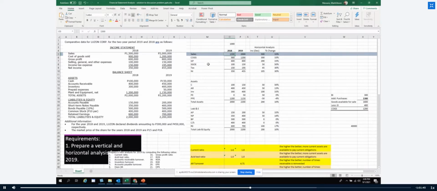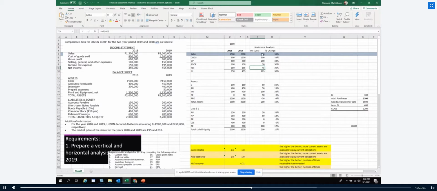So that's sales, class. I just removed the zeros, so the data is in millions. It's 1.5 million and 2 million, as you can see. Just for the sake of discussion and simplicity, I removed the three zeros.